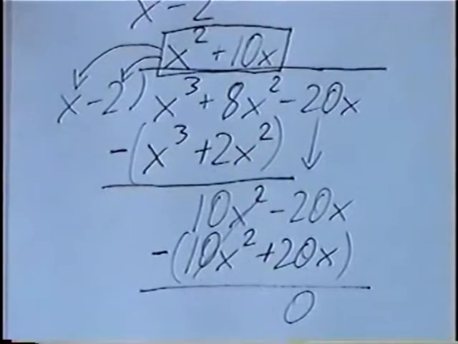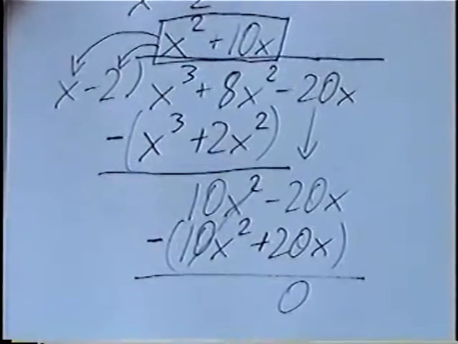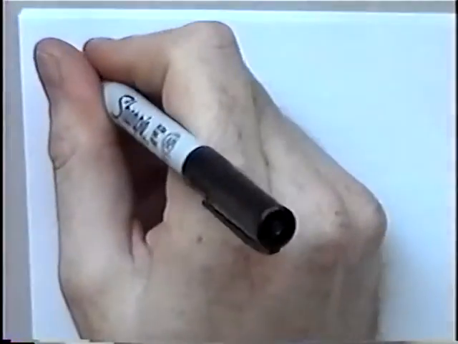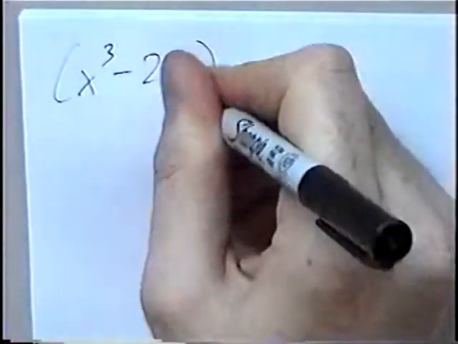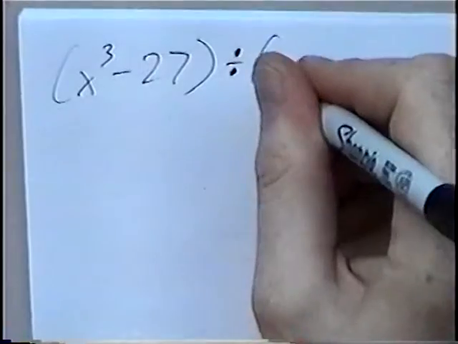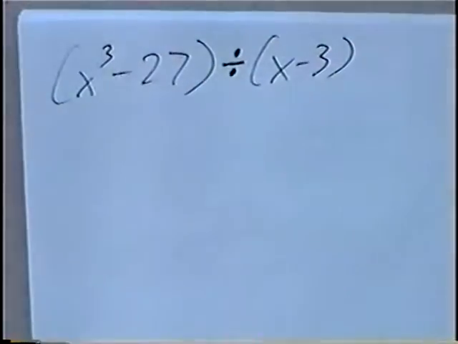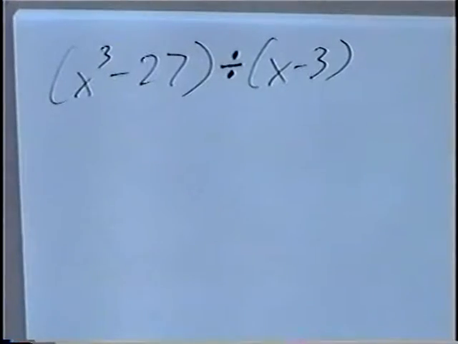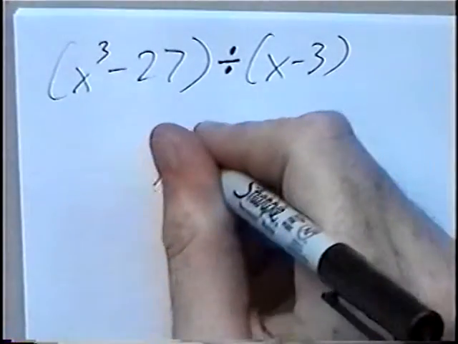Next question, and last question for the section. In parentheses, x cubed minus 27 divided by x minus 3. So again, dividing using variables, we can use long division. Again, we'll set up the long division symbol.